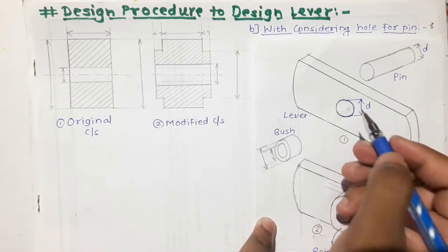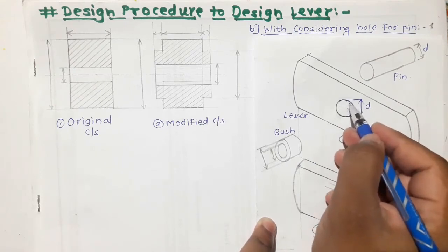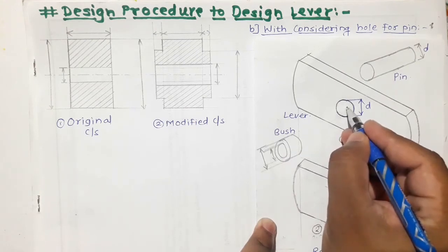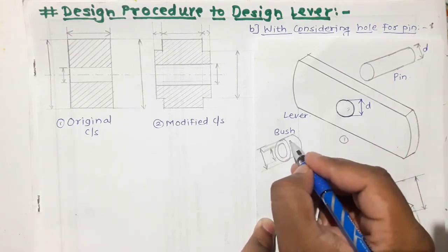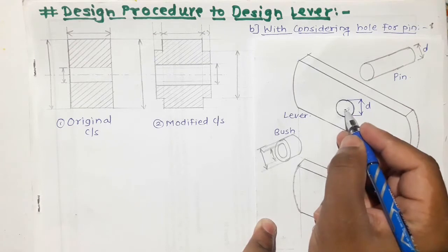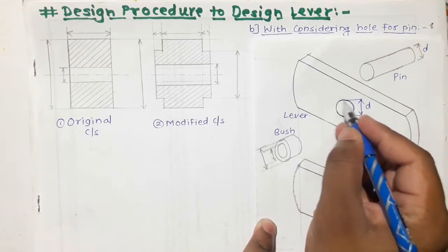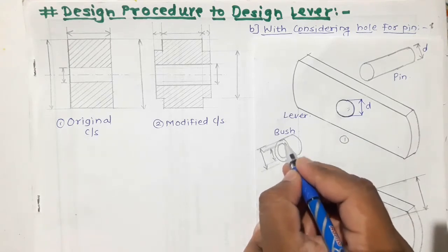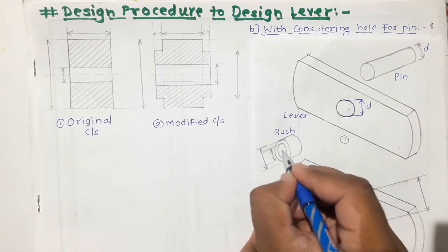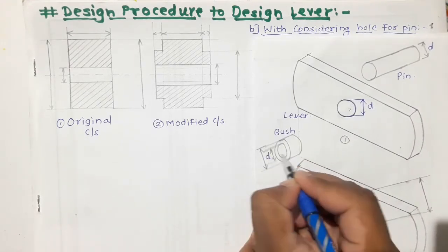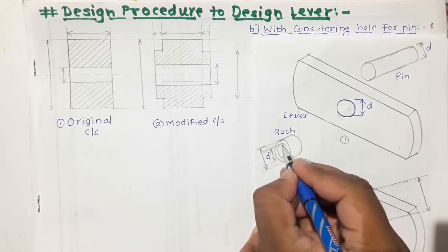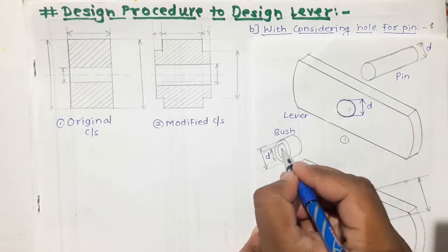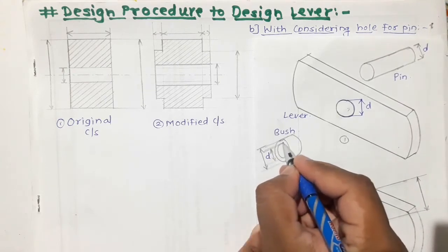Okay, so to avoid the wear of this inner surface, we have to insert a bush into this hole. But if we insert a bush into this hole, the inner diameter of this hole will change. Now the dimensions of this bush: the inner diameter of this bush is d, because we have to insert a pin into this bush, and the thickness of the bush is 2 mm.